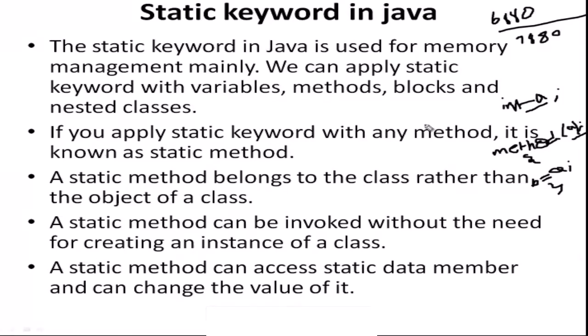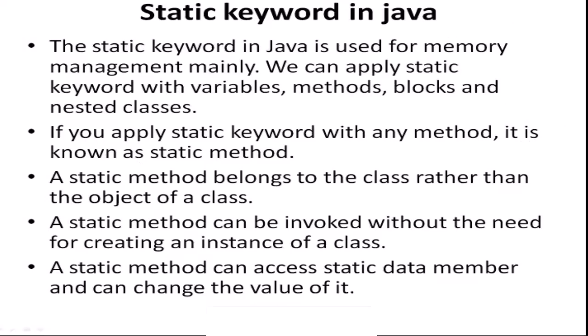So for that purpose we are going to use a keyword called static. It is used mainly for memory management. If you apply a static keyword with any method, it is known as a static method. A static method belongs to the class rather than an object of the class. If you write a variable as static, it belongs to the class rather than the object of a class. It means there is no need to assign explicitly whenever you create a static.